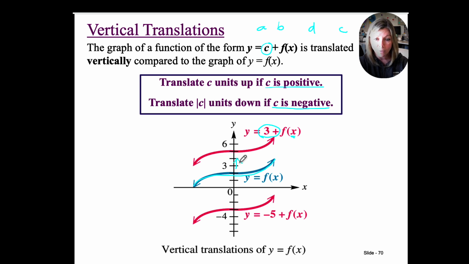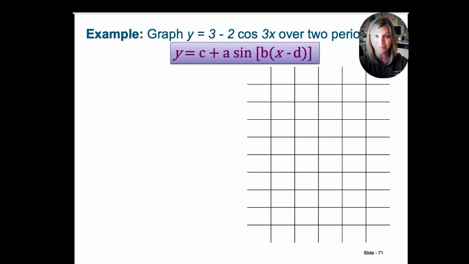And here, we've got the same graph, same function, same argument, but we have the addition of a -5, so it is translated down 5 units. All right, so that's one example of what a vertical translation looks like. Let's try one using a trig function. Here we're asked to graph y equals 3 minus 2 cosine of 3 pi over 2 periods. So we have a lot going on.